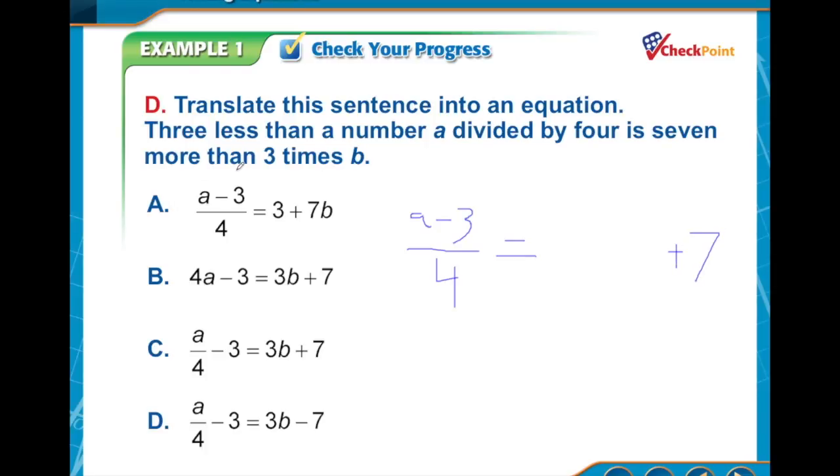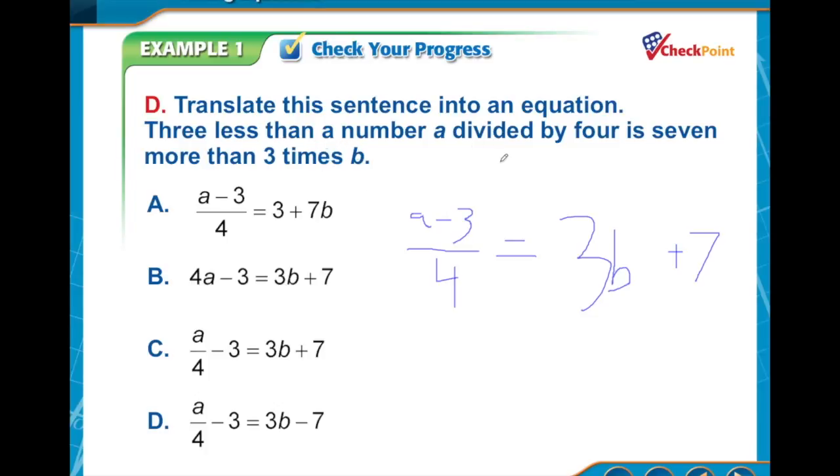7 more than 3 times b, and 3 times b, we would just write that coefficient in our variable. That's just 3b, 3 times b. So this should be our whole expression here.